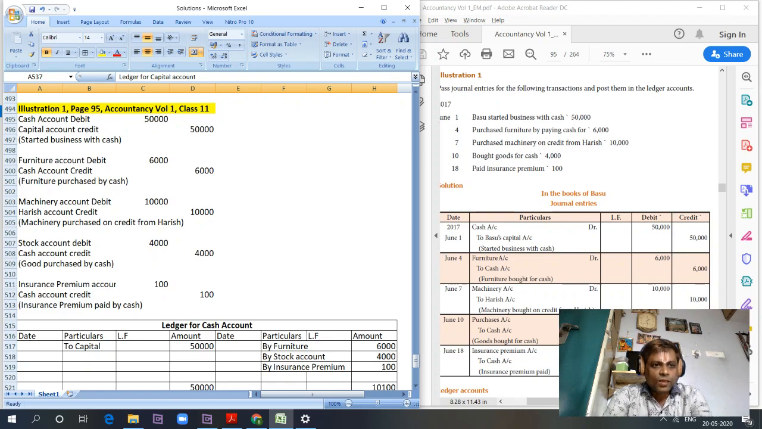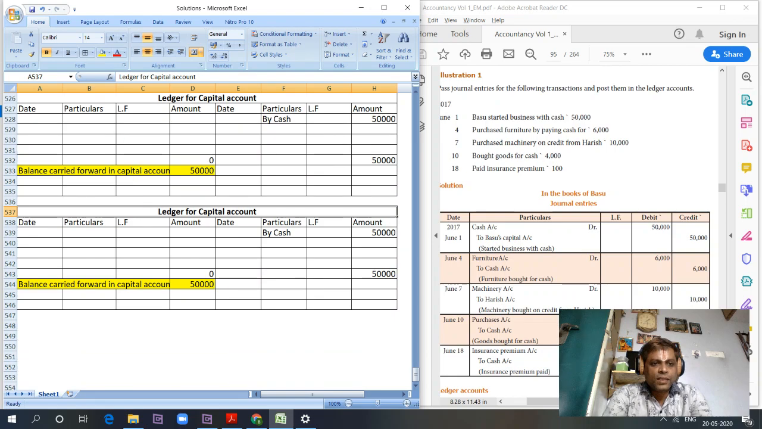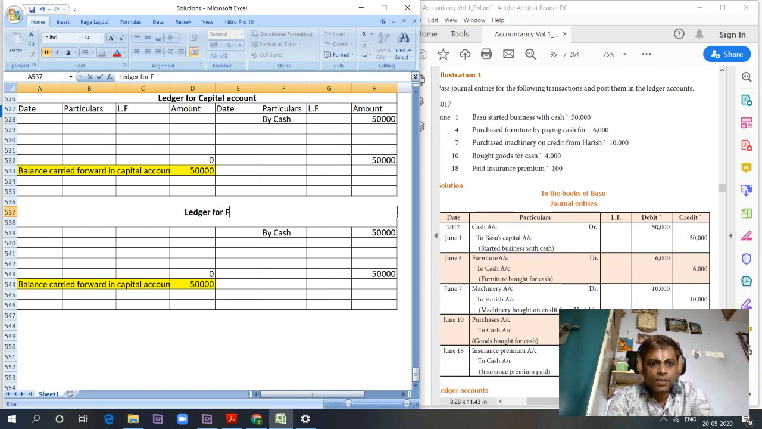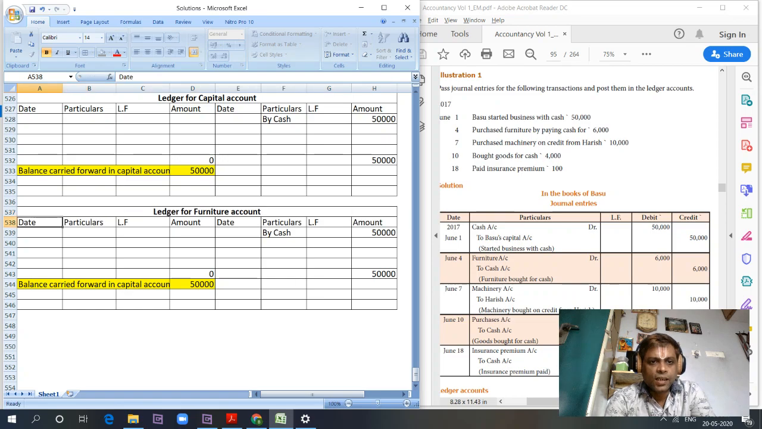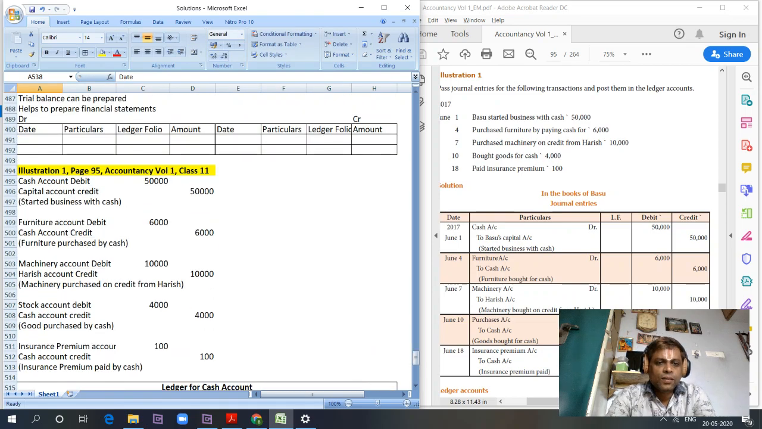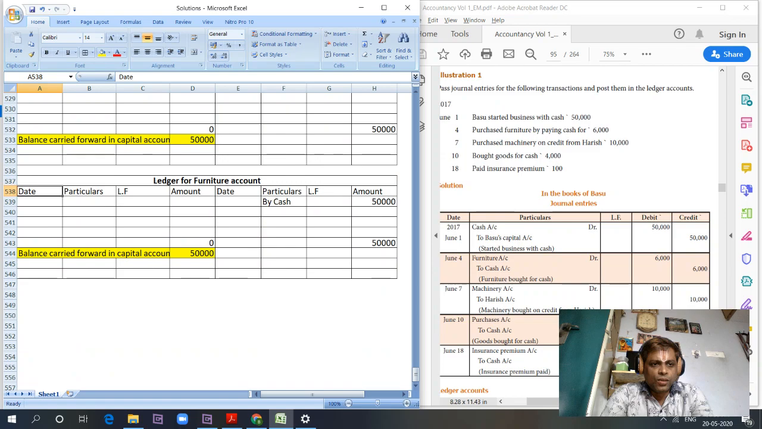So let's prepare the ledger for furniture account, right? What is the transaction in furniture account? Furniture account debit to cash account. So yes, bought furniture by cash. In the books, the journal entry is furniture account debit to cash. In the furniture account ledger, to cash 6,000.